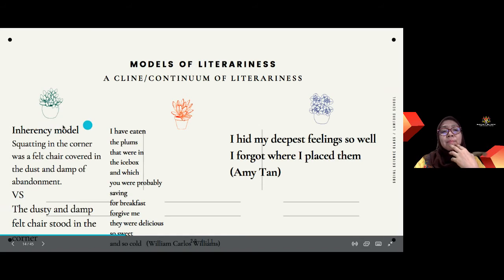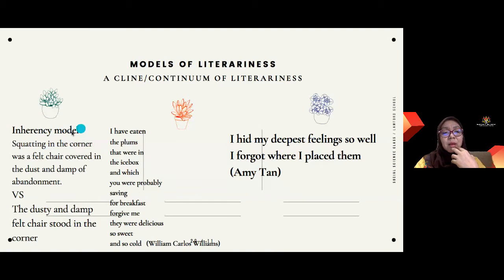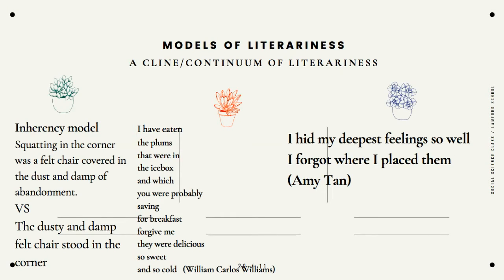Right. So I'm giving an example of an inherency model, like this one. Squatting in the corner was a felt chair covered in the dust and damp of abandonment. What it means is that the dusty and damp felt chair stood in the corner. That's how we say it without all the literary flair. But someone who wants to embellish it with some literariness may say this, because a chair does not squat, but you give it human value by saying it's squatting. So dampness does not have the ability to abandon. But these are all things that add value or quality to that sentence.